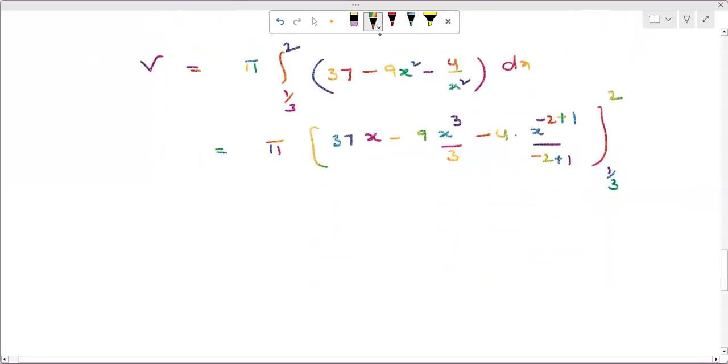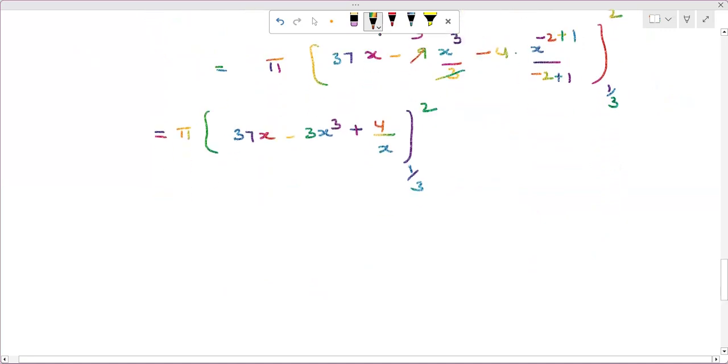Now simplify this one. 3 times 1, 3 times 3. So which is equal to pi into 37x minus 3x cube, and minus and minus plus, 4 x to the power of minus 1, which is 1 by x, I am writing. Now you apply the limits, upper limit minus lower limit.